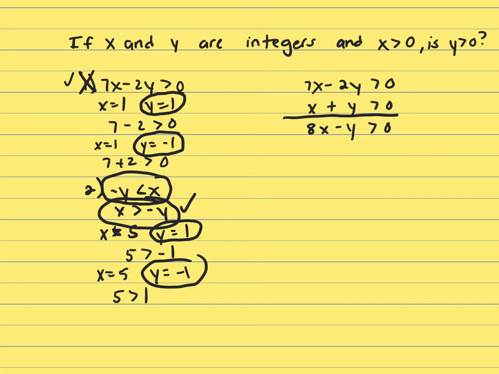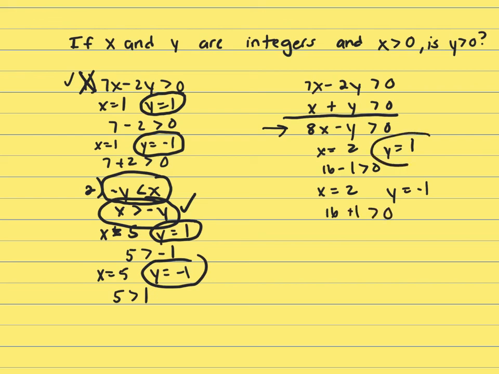All right, so what if I let x be 2 and y be 1? That's going to be 16 minus 1. That's true. But guess what I'm going to do now? If I let x equal 2 again and I let y be negative 1, I get 16 minus, I'm plugging in negative 1 right here for y, and that's 16 plus 1. Is that greater than 0? Yep. Sometimes y is positive, sometimes y is negative. Nothing works. So your answer is E.